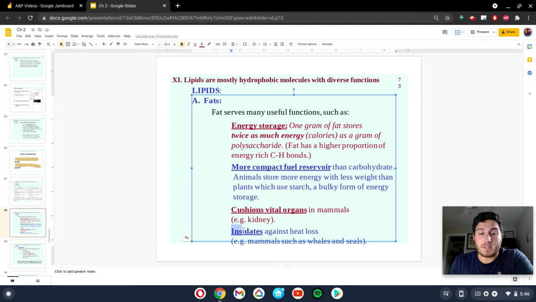Not only that, but insulation, specifically in mammals. We use fat as an insulation so that we can maintain our body temperature.